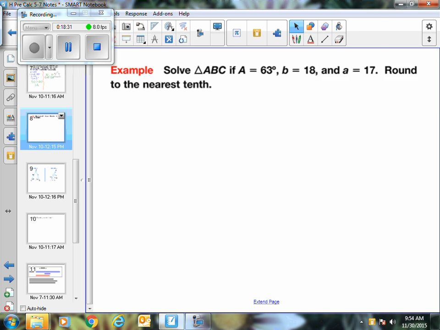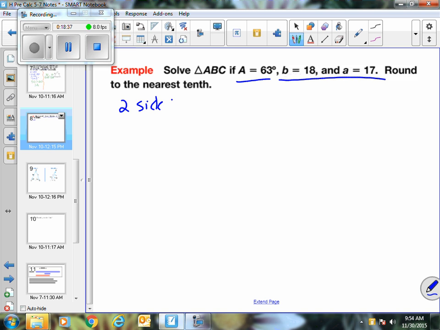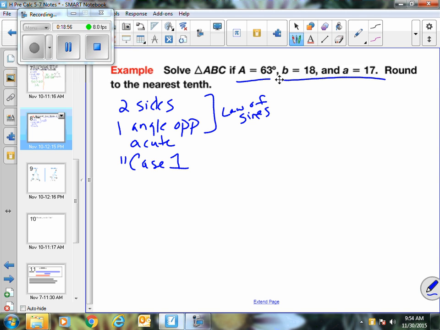All right, so take a look at what you know. So here's what you're given. So we know two sides again, and one angle that is opposite. So that means you can use law of sines. That's what this tells me. This is a law of sines situation because we will have a law of cosines eventually, so we need to know the difference. And then the angle that we're given is acute, 63 degrees. So that tells me in law of sines, I'm dealing with the case 1. And that's my number that I've assigned to it, so we have something to talk about.